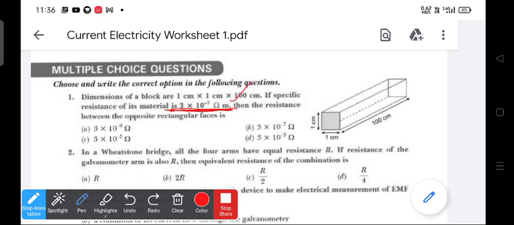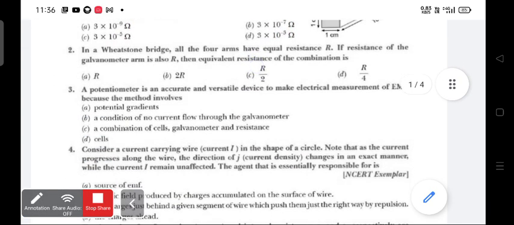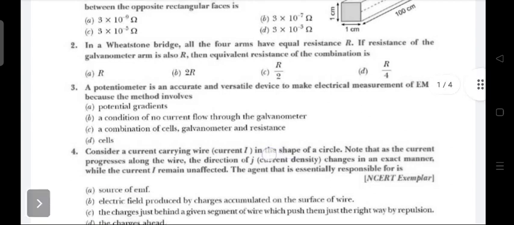minus 7. If you see the options clearly, it is written 10 raised to the power minus 5, 10 raised to the power minus 3, minus 7 and minus 9. So this will not change as per the dimensions. Are you getting my point or not? Okay, coming to question number 2.